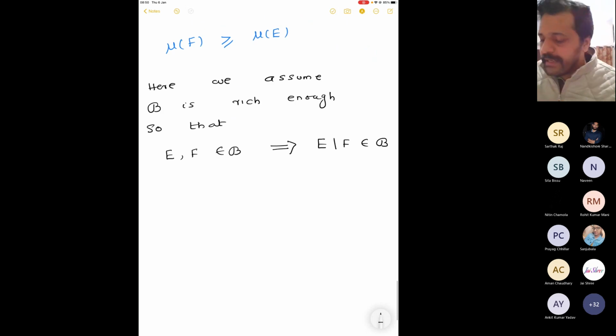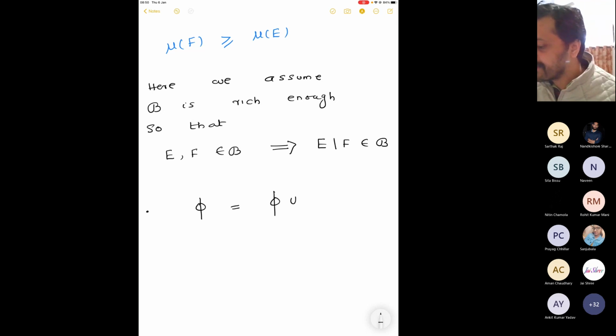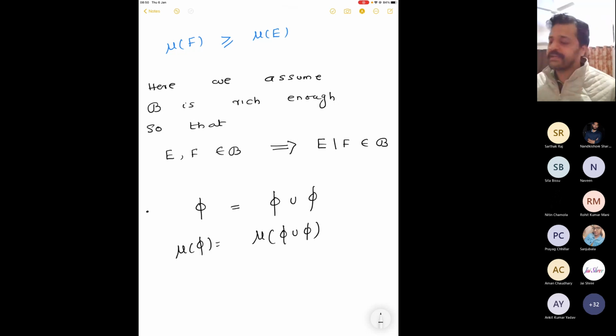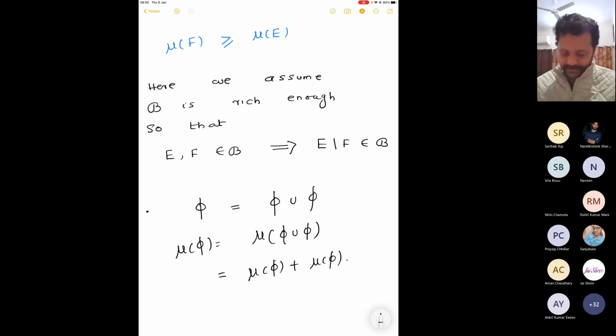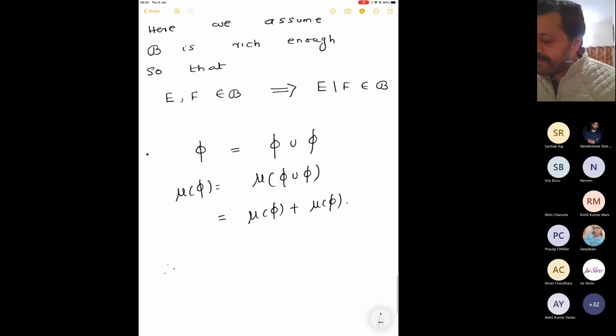Now, let me also point out the following. Suppose I have the null set. I can write the null set as null set union null set, and this is a disjoint union. So mu of null set is equal to mu of null set union null set, if I can measure it. And this is mu of null set plus mu of null set. So what does this tell about mu of null set? 0. Therefore, mu of null set should be equal to 0.